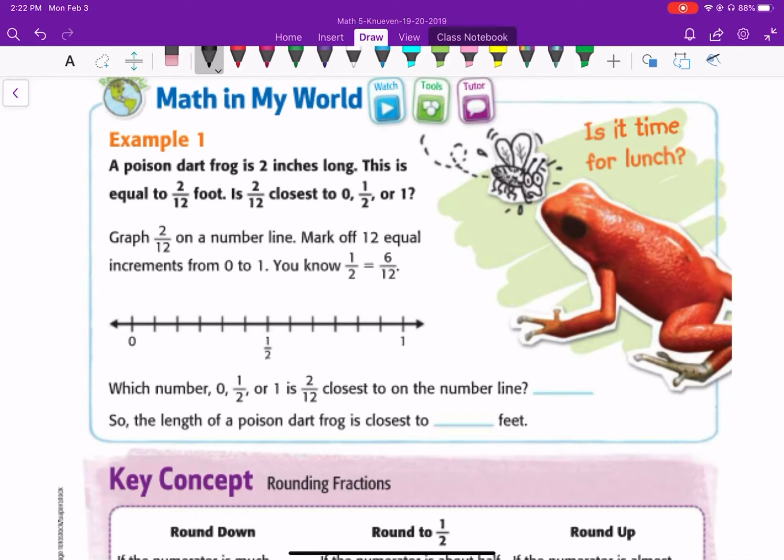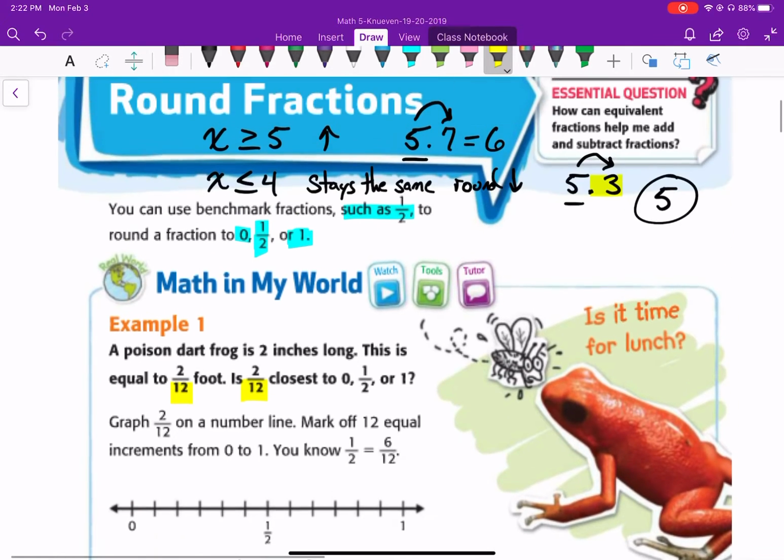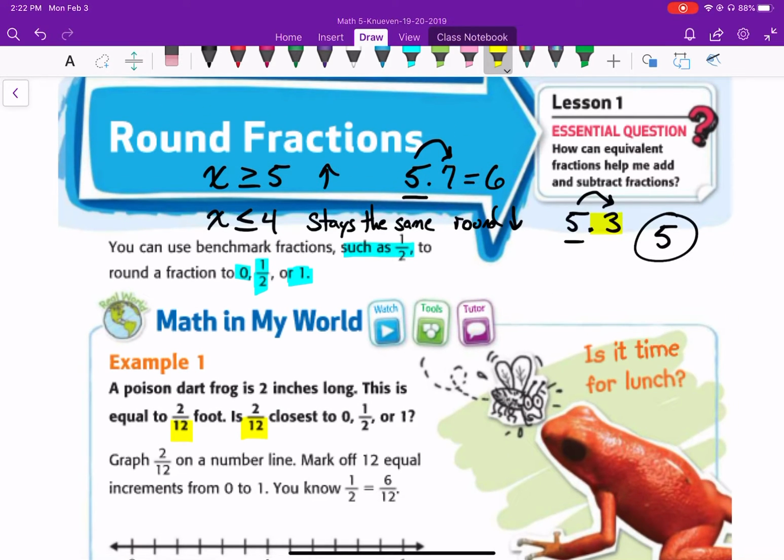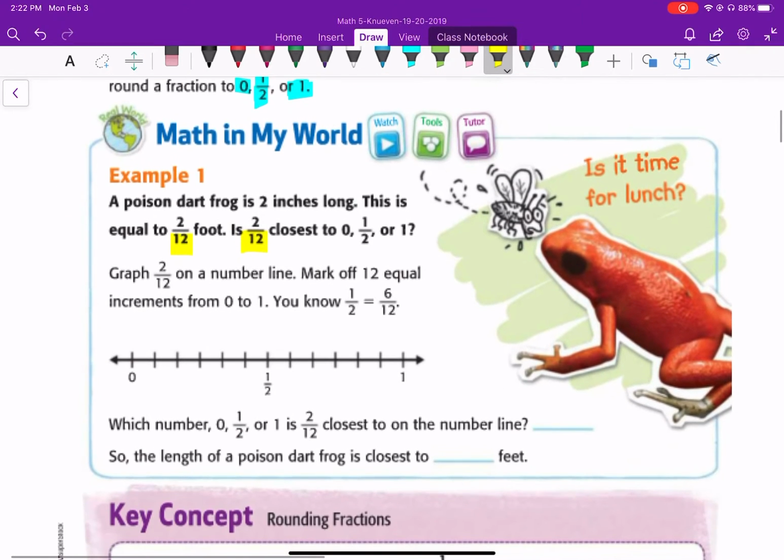And really think of it as, well, is it closer to 0 of a foot, like there's nothing there, half a foot, 6 inches, or a whole foot, 12 inches? And this is also a nice part we need to identify, that we have it out of 12. Before, when we were looking at rounding, we were looking at it how it compared out of 10, because we were saying if it was 5 or greater, well, that'd be 5, 6, 7, 8, or 9. But here we're looking at how it compares to the denominator.